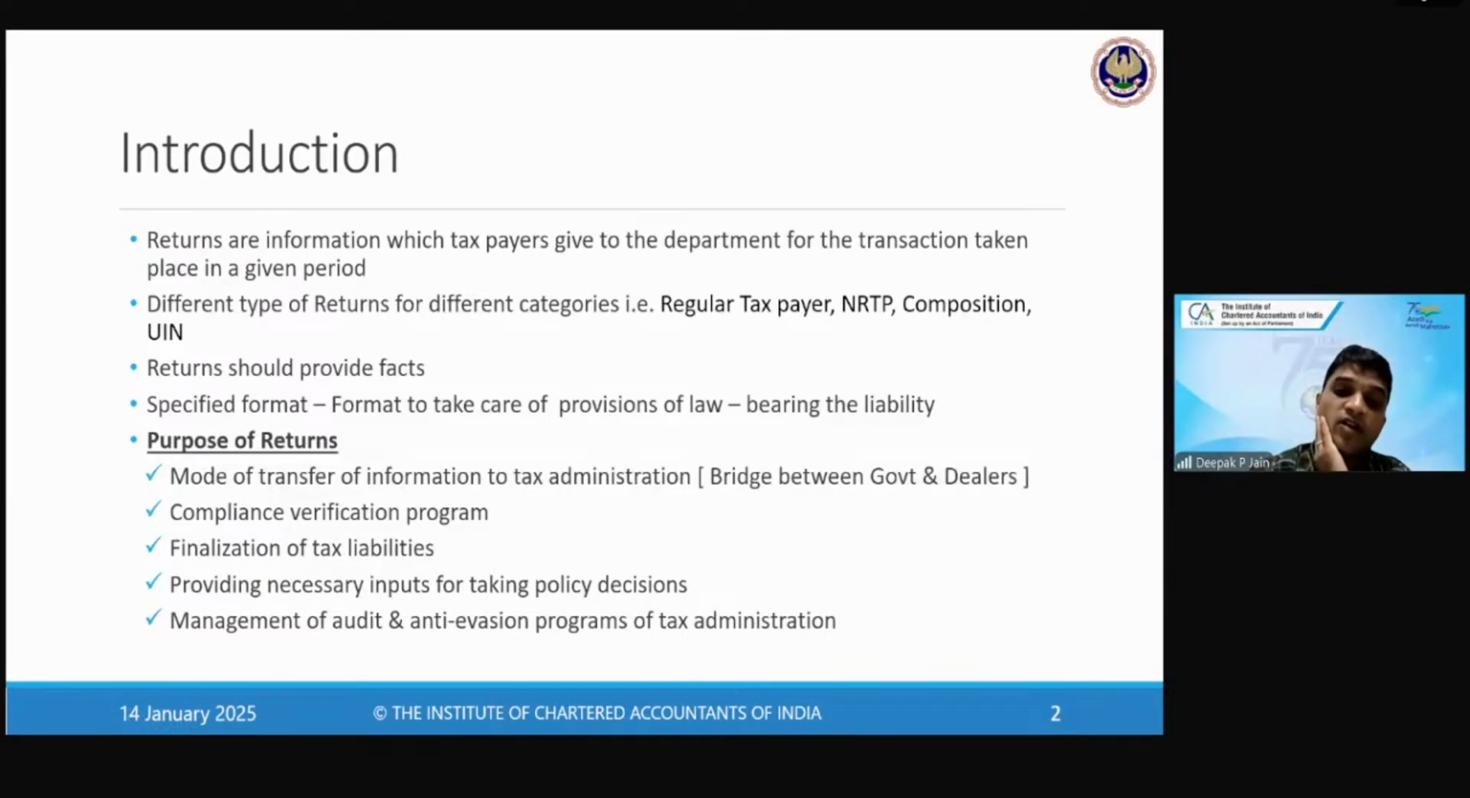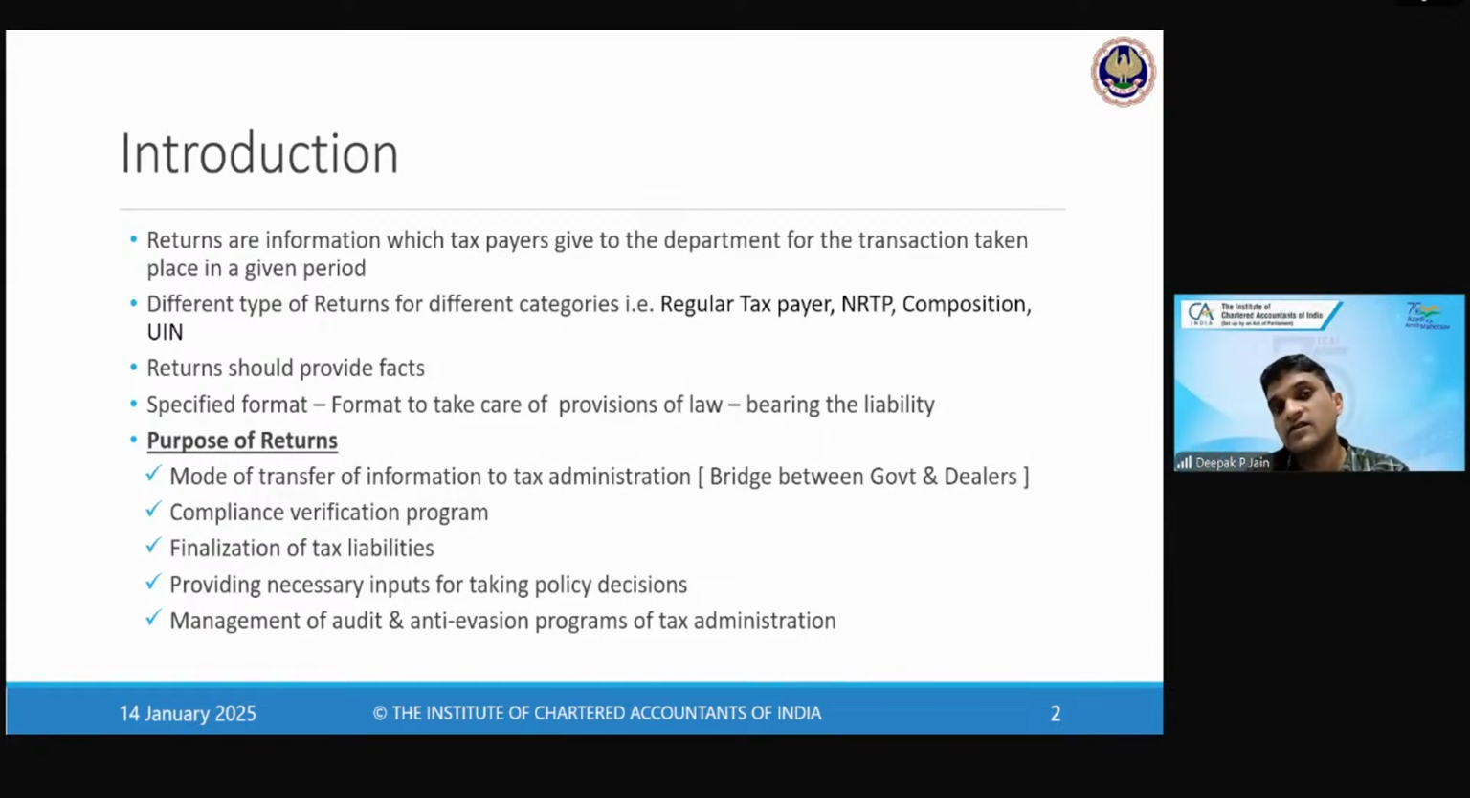Then management of audit and anti-evasion programs of tax administration. So you will see that some suppliers are supplying huge value. They're showing huge value in the GSTR1, but very less value in GSTR3B, right? क्योंकि GSTR1 में आपको कुछ टैक्स पे नहीं करना पड़ता है, you have to only show all your supplies. But in GSTR3B, you have to pay your taxes. So in GSTR1, you'll have 1 crore rupees, and in your GSTR3B, you'll have just 10 lakh rupees. Which means what? You have supplied so much, but you have not paid taxes.